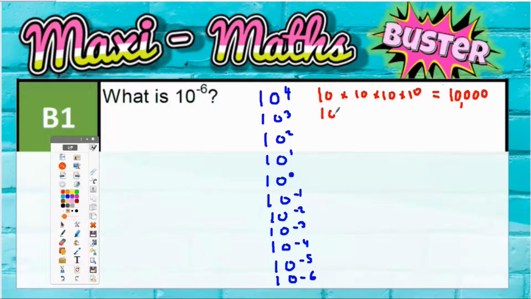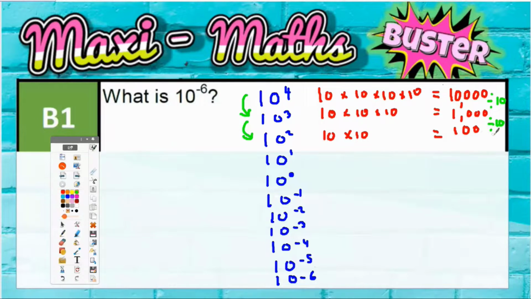10 to the power of 3 is 10 times 10 times 10, which if you work it out is 1,000. 10 squared is 10 times 10, which is 100. 10 to the power of 1. Now, this is where we've got to start thinking. So what's happening every time we go down a power of 10, we're actually getting in our answers 10 times smaller. So 10,000 divided by 10 is 1,000. 1,000 divided by 10 is 100.